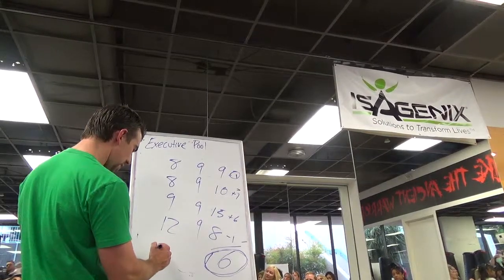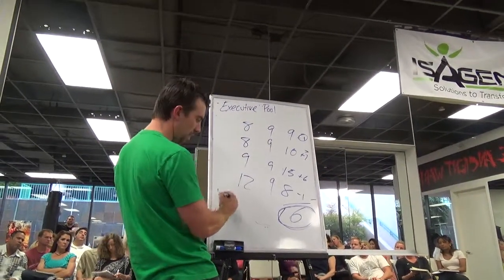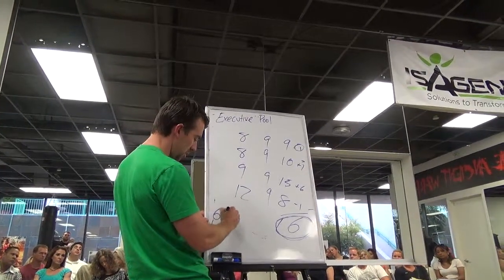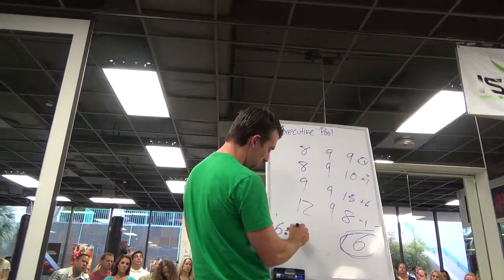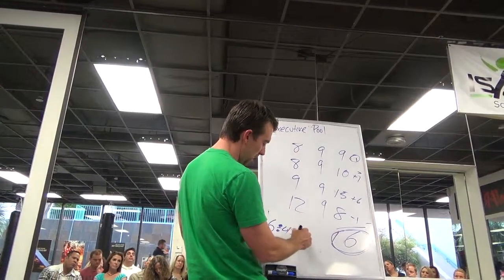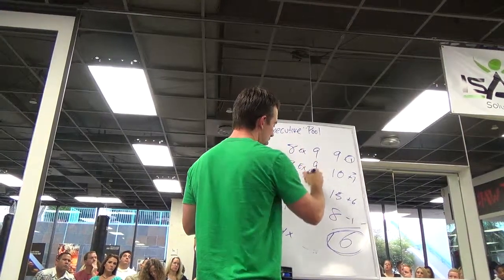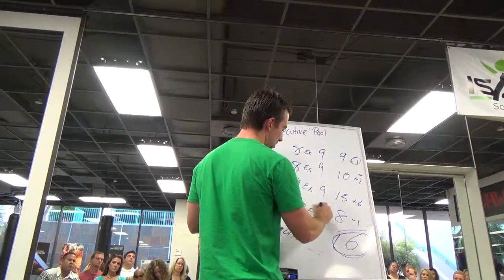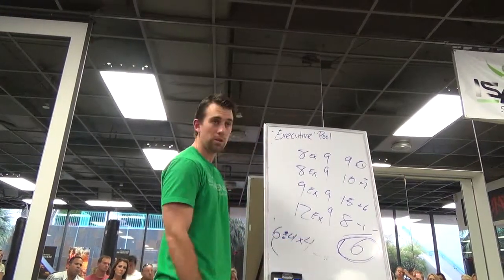Now for the executive pool, again, we go back to that formula. Personal monthly net cycle growth, which was 6, divided by the number of weeks in a month, which is 4, times the number of weeks you're qualified. So let's say you were paid as executive all 4 weeks in the month, so we would multiply that by 4.